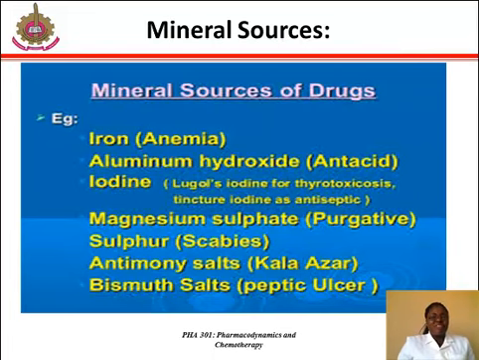Mineral sources as a derivative of drugs. We can have iron that helps in the treatment of anemia, aluminium hydroxide as antacids, iodine used in thyrotoxicosis. We can have magnesium sulfate, which is used as a purgative. We can have sulfur used in scabies. We can have antimony salt used in Kala-Azar, and bismuth salt used in peptic ulcer diseases.